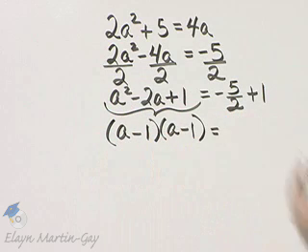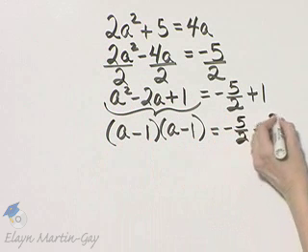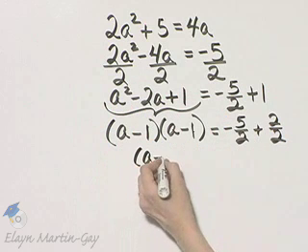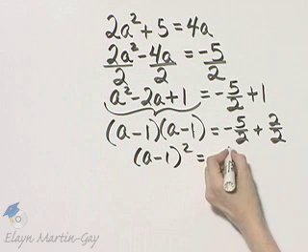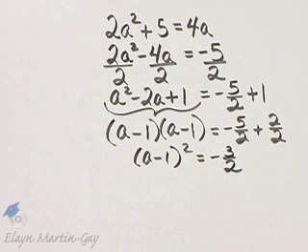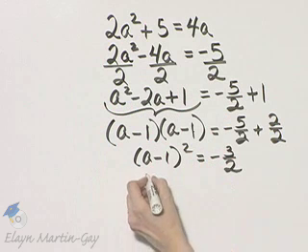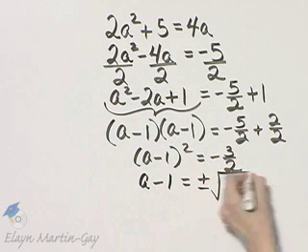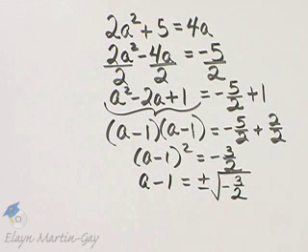And let's go ahead and start adding these two numbers. That's negative 5 over 2 plus 1, which is negative 3 over 2. So the left side is a minus 1 quantity squared, and the right side is negative 3 halves. And this is kind of what I call the halfway point. You're ready now for the square root property, which says that a minus 1 itself then is equal to plus or minus the square root of that number on the right, negative 3 over 2.